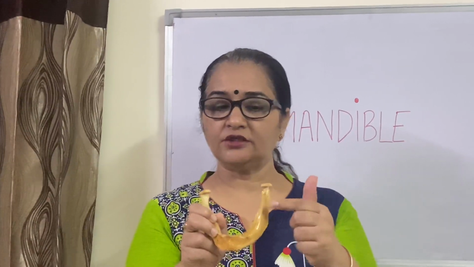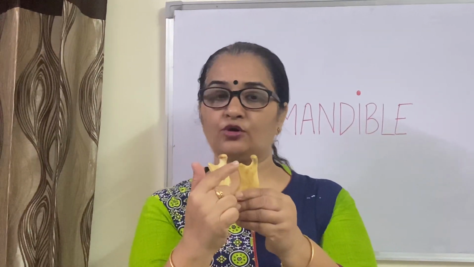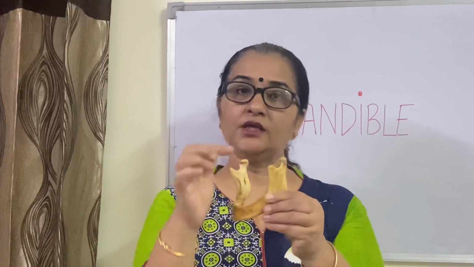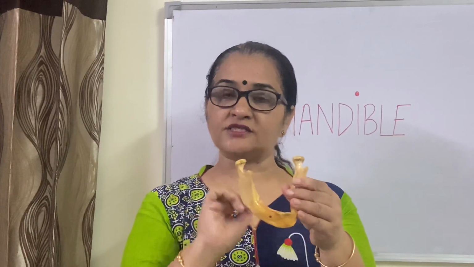Now this is the coronoid process. This is a triangular projection which is present anterior to the head of the mandible. Now you can see a notch present between the coronoid process and the head of the mandible. This is known as the mandibular notch. So these are the important structures which are present on the outer and inner side of the ramus.